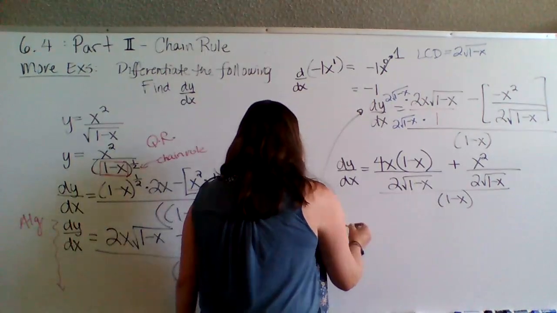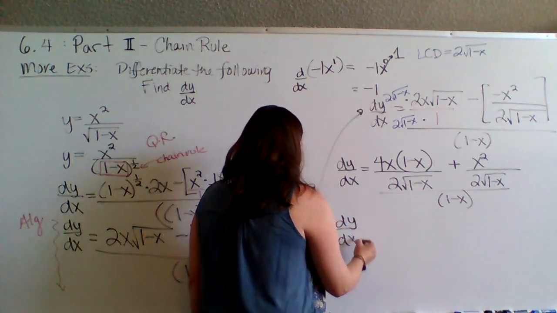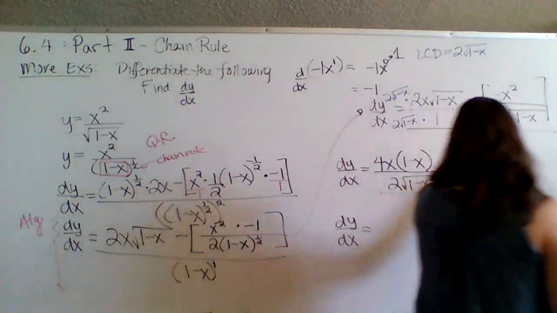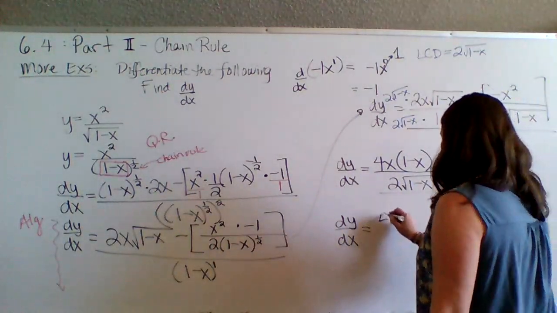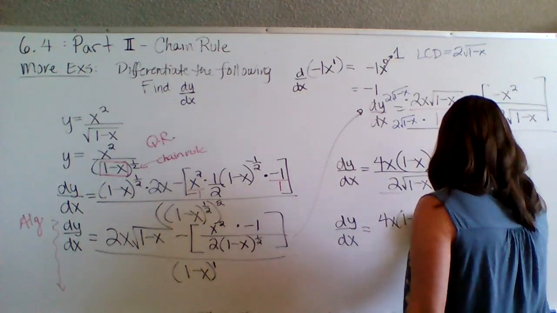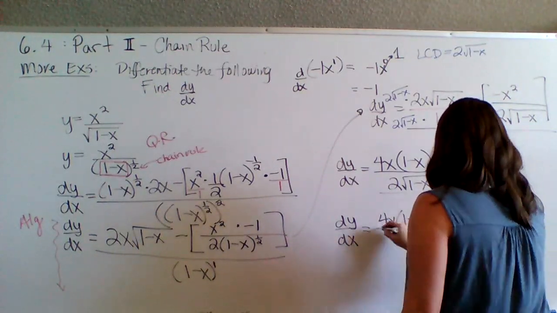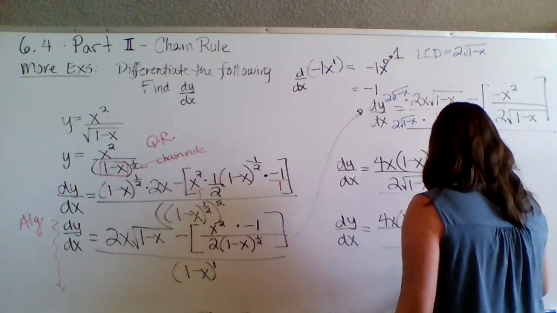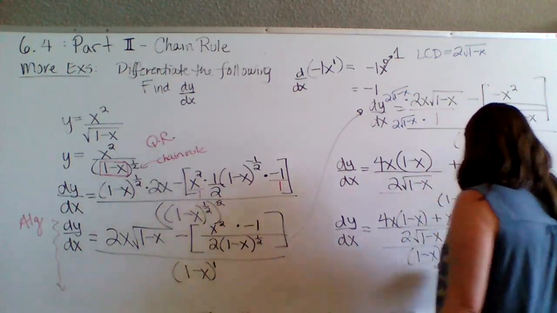Well, we get an LCD, so we can string the numerators together. So now don't I have all of the numerators strung together? 4x times 1 minus x plus x squared, over the LCD, 2 times the square root of 1 minus x, all over the 1 minus x. Final answer.